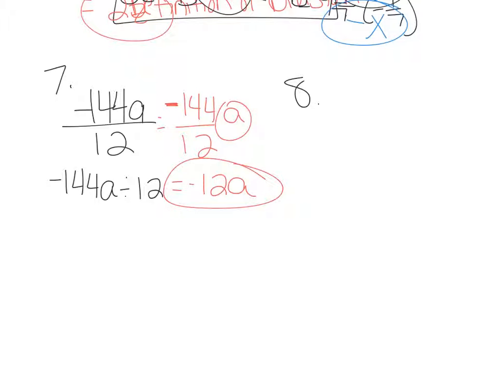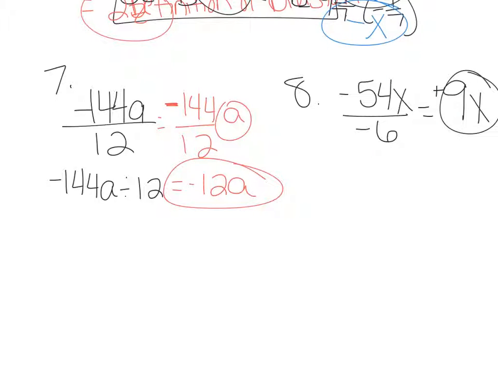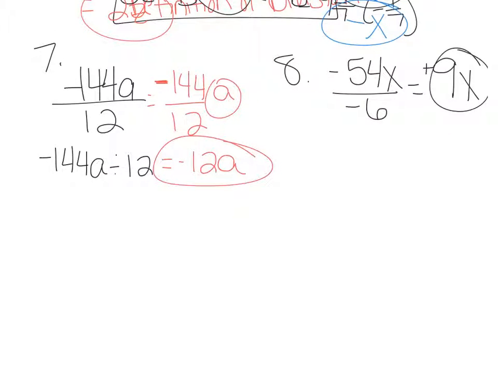So for the next one, if I have a negative 54x over a negative 6, first off, I have a negative divided by a negative, so I should be thinking my answer is going to be a positive number. And then I have 54 divided by 6. Remember, it's just 54 divided by 6, which gives me 9. And then don't forget about that x that's still left in the numerator, which is 9x. Those ones are the simplest ones, but they seem to give people the hardest time.